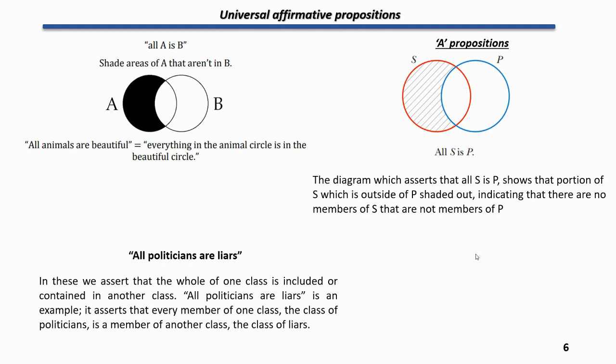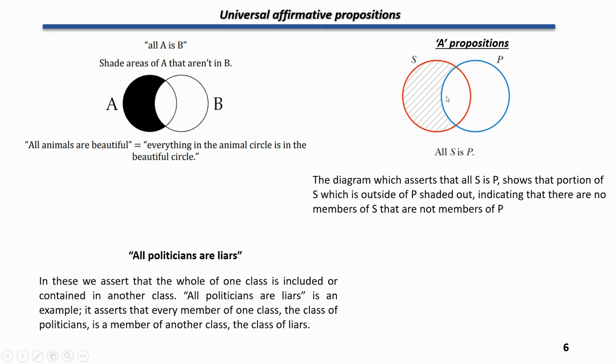The diagram which asserts that all S is P shows that portion of S which is outside of P shaded out, indicating that there are no members of S that are not members of P. So in this area, there is no member of S that is not a member of P.